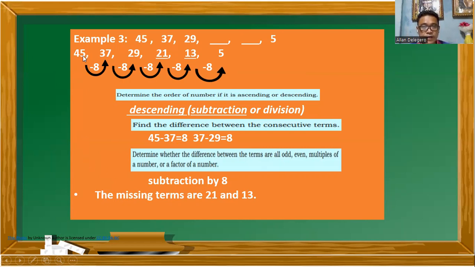So 45 minus 8 is 37. 37 minus 8 is 29. 29 minus 8 is 21. 21 minus 8 is 13. 13 minus 8 is 5. So the missing terms are 21 and 13. So 45, 37, 29, 21, 13, then 5.